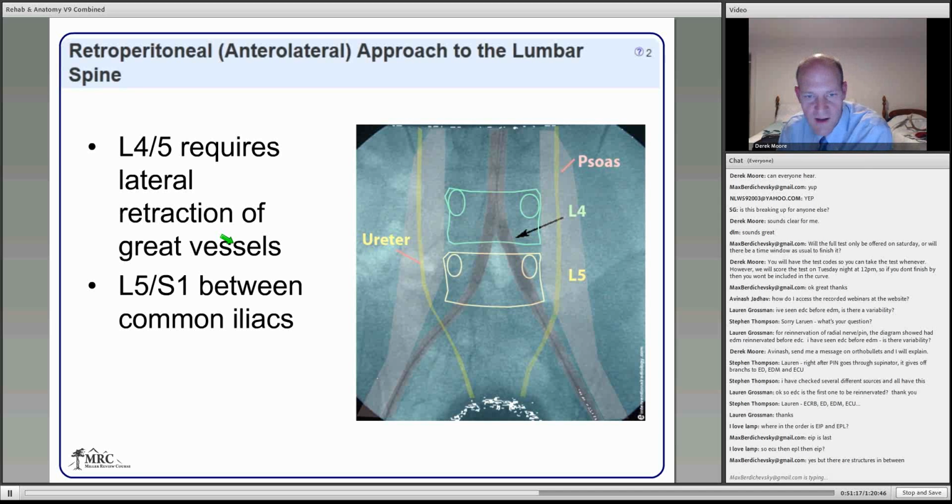So if you're working at the L4-5 disc space, what you do is you ligate the segmental arteries, and then you actually pull the great vessels over to the side. So you come in from the side and you pull by mobilizing the great vessels. This is very different if you're working at the L5-S1 disc space, which is way down here, well below the bifurcation. And this time you jump over the common carotid and work between the common carotids, below the bifurcation.